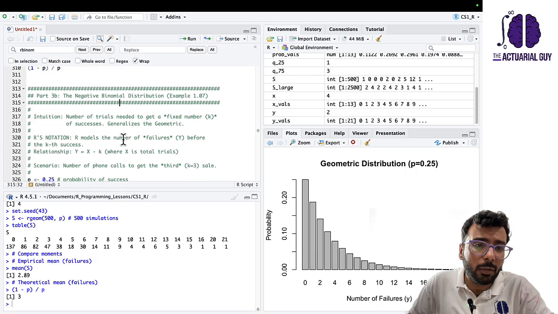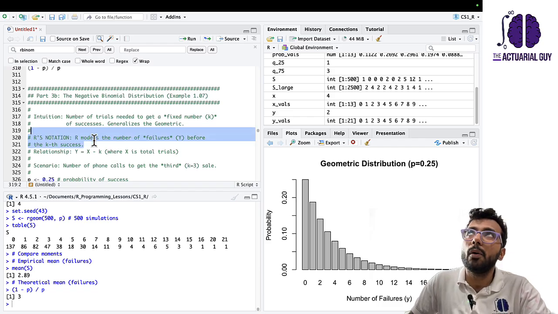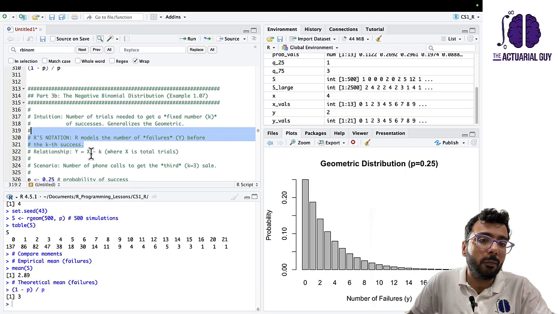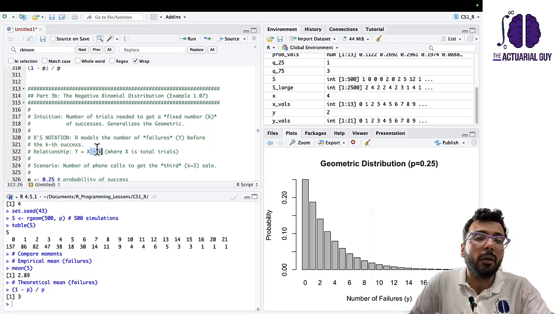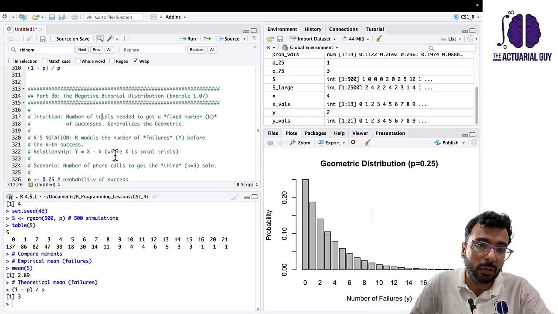Then you have your negative binomial distribution. Again, R models the number of failures before the kth success. Okay, so the number of trials would be the number of failures plus k. Okay, so you can get to the number of trials that way. It essentially is modeling the type 2 negative binomial distribution, right?